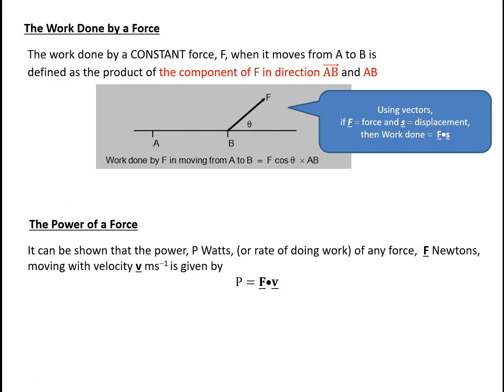The power of a force, we can show that if we have any force of size F newtons, and that it's moving with velocity v, then the power, or the rate of doing work of that force, is given by P equals the scalar product of F with v. So we've got power equals F dot v.